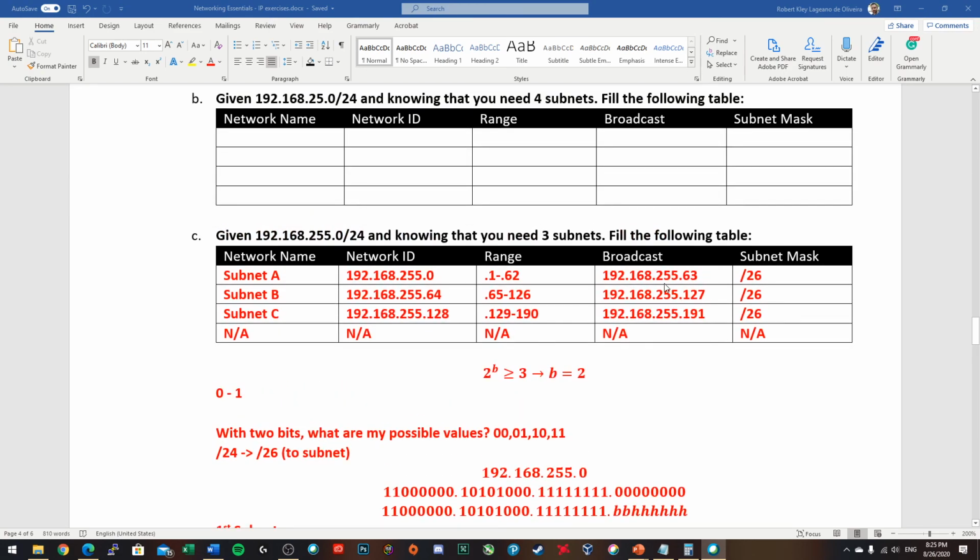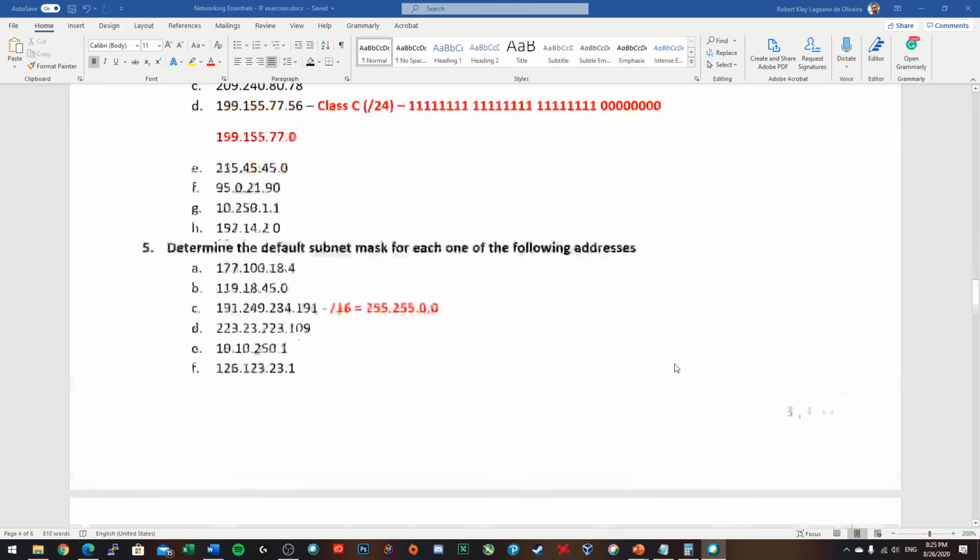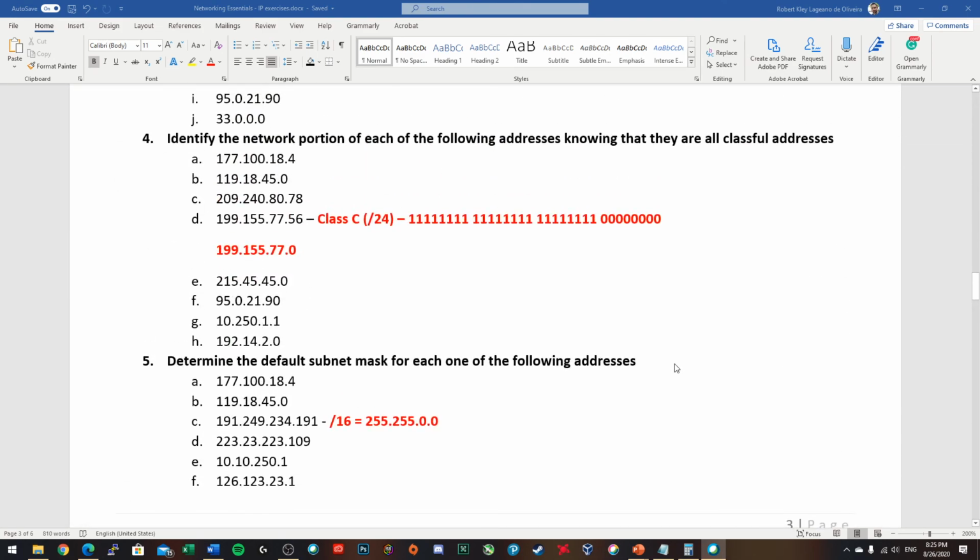But after you do all of this and you understand all of this, you can do the project. If you understand all of this and you know how to calculate all of this, you can do the project. Because in the project, you need to come up with the IP addressing scheme. So you need to design. So you do these exercises, you understand how to design. Is that clear? Yes. Awesome.